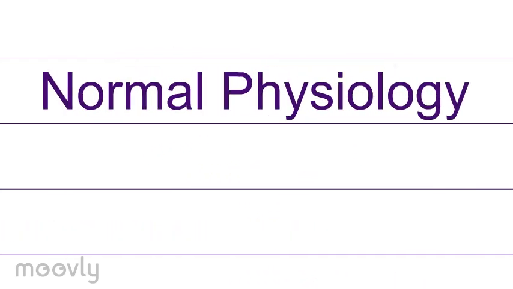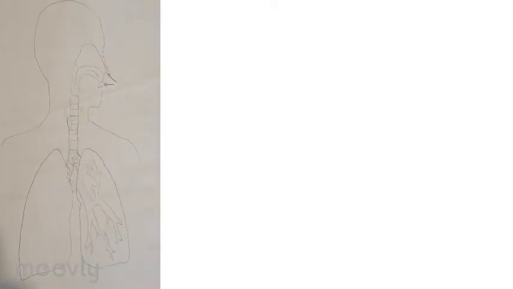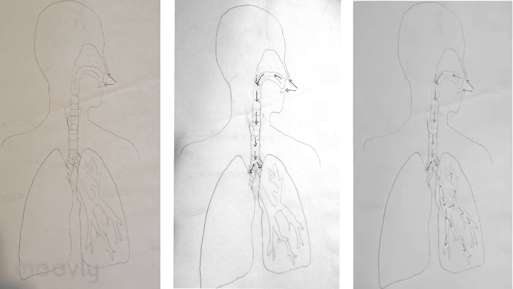Bronchitis. Normal physiology of the respiratory tract. Air is inhaled through the nose and mouth and then passes through the pharynx, larynx, and epiglottis. The air then continues down the trachea, which divides into two bronchi, the left and the right. The air then travels through smaller bronchi and bronchioles.